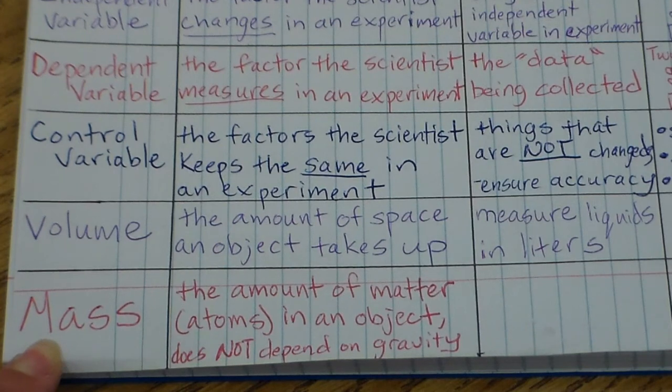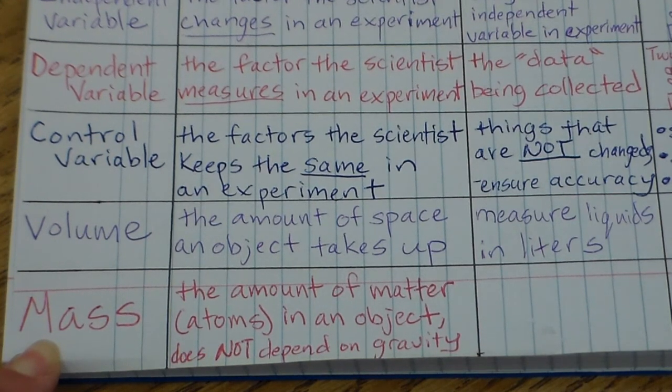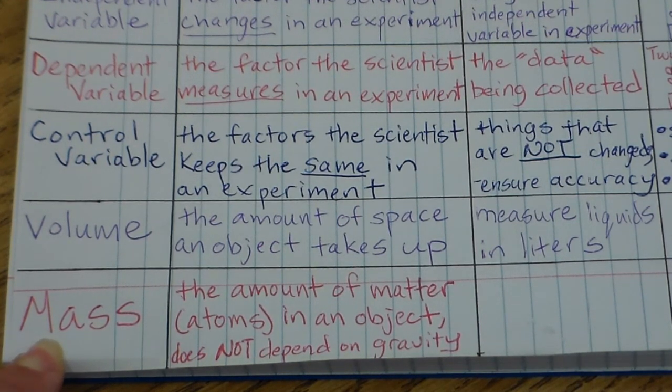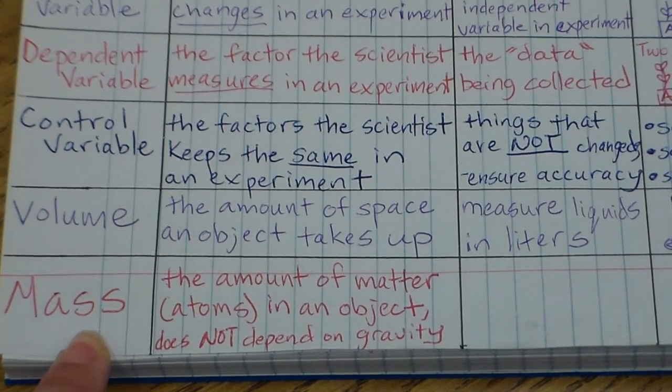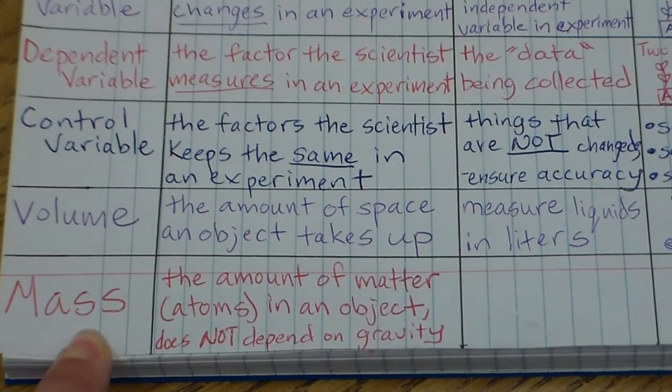So mass is kind of similar to weight, but it's not the exact same thing, because weight depends on gravity. Okay, so a great example of this is that if you were on the moon and then you were also on Earth, you would have the exact same mass, because the amount of matter or atoms doesn't change. But you would definitely have different weight because of the fact that there is less gravity on the moon.